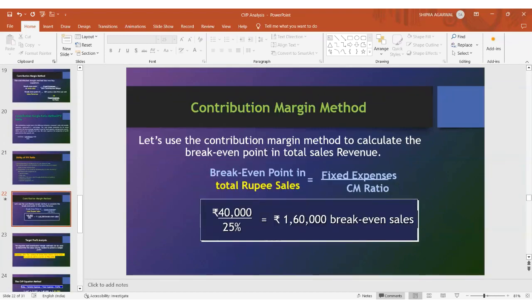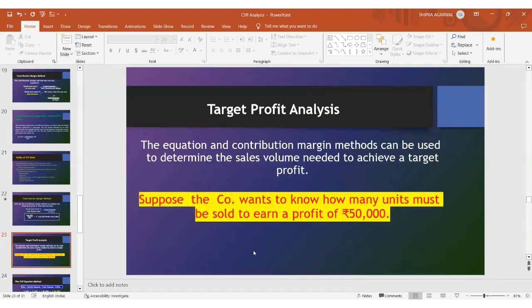So, as I told you, the break-even point in total rupee sales is fixed expenses upon CM ratio. And if I continue with my previous example of chocolates, my fixed expenses were 40,000 and my CM ratio was 25%, if you calculate it from the figures given over there, because that was contribution upon sales into 100. So that was 25. So I get the overall break-even sales value as rupees 1,60,000. Now, once I reach the break-even point, suppose I have a target profit in mind.